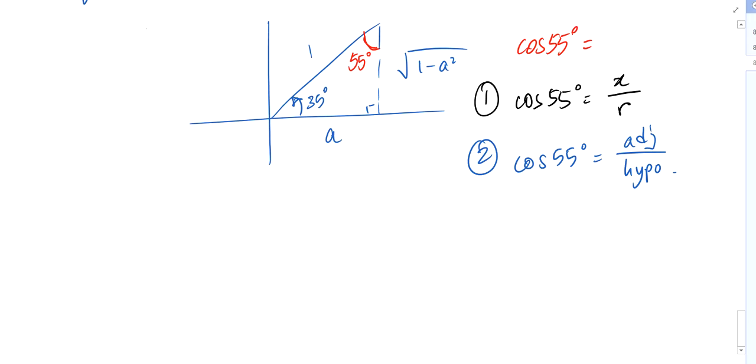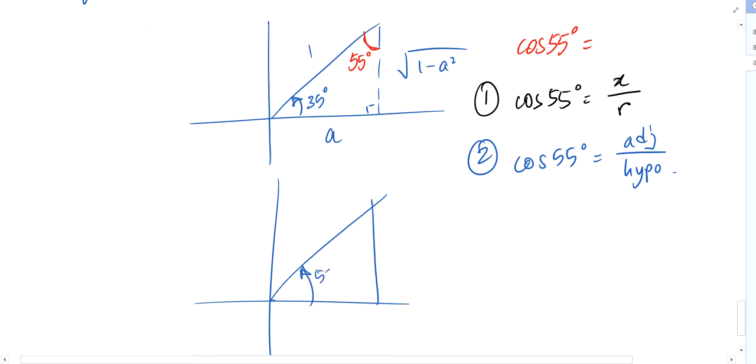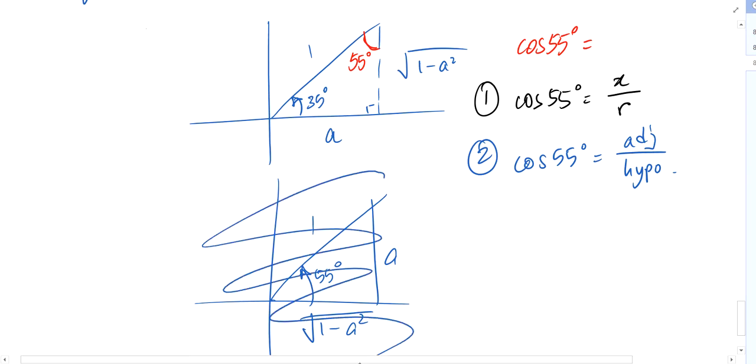But when we use this formula, cosine 55 degrees is x over r, where must my 55 degrees be? Where must this start from? It must start from my horizontal, my x-axis, the positive side, and it must go anti-clockwise. Do I have 55 degrees over here? Don't have. Therefore, this x is not equal to a. Okay? If you like, you can draw the triangle again, but you are just wasting your time. You could draw this. This is 55 degrees. Then this is still 1. You have to rotate it. This will become a, and this will become root 1 minus a squared. But nobody wants to draw this, right? Waste your effort.